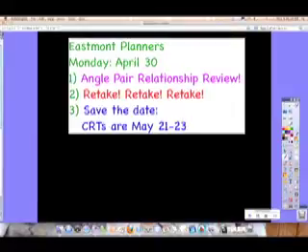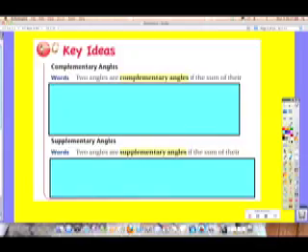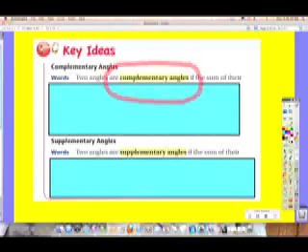So we're talking about angle pair relationships. Two vocab words first. How many vocab words? Two. Just write down these two on your note paper. First one is complementary angles and the second one is supplementary angles. Okay, looking at the word wall, let's find supplementary angles first.